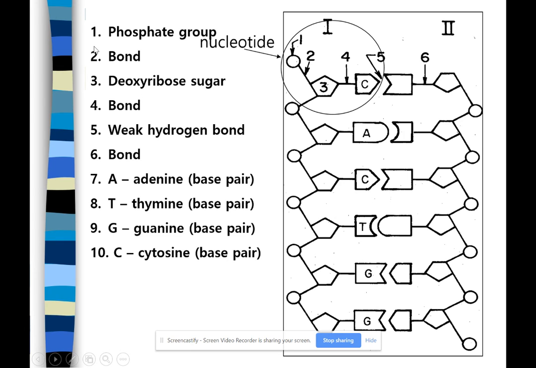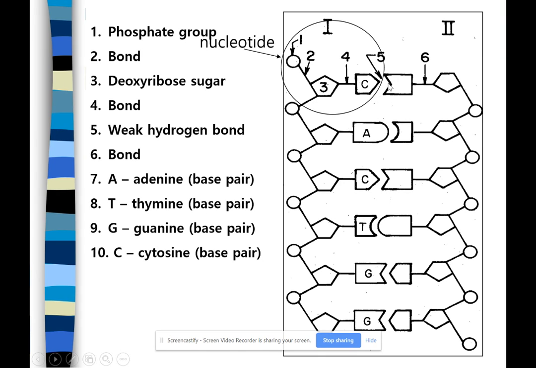So over here just kind of goes through what each thing is. Number 1 is a phosphate group. It's the pool. 2 is a bond. 3 is a deoxyribose sugar. It's a 5-sided sugar. Again, you have a bond. You have your nitrogenous base pairs. And then 5 is saying there's a weak hydrogen bond here.